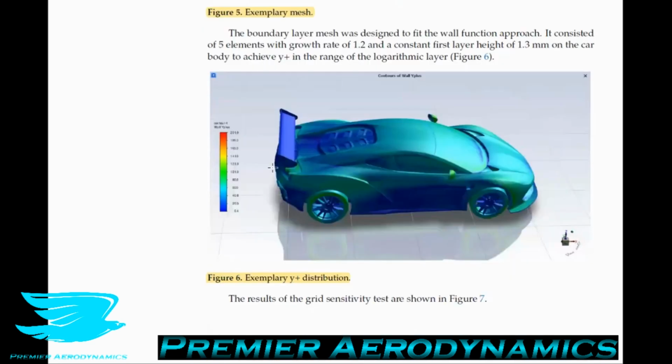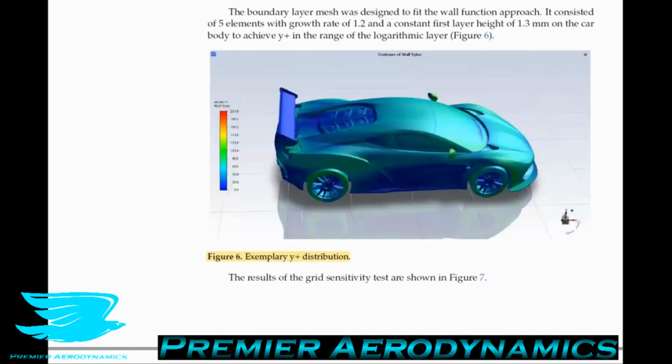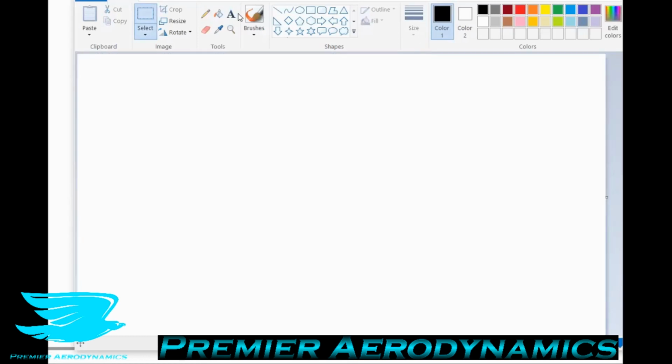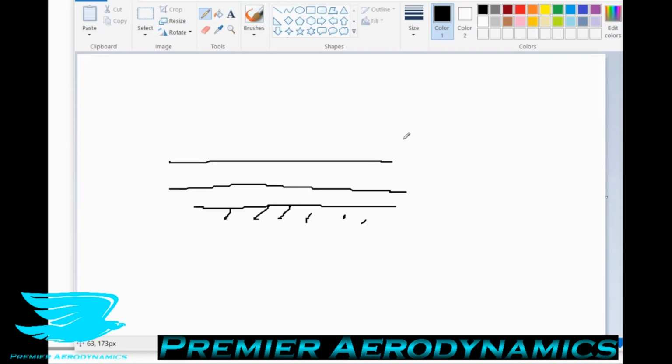Now in figure 6, they talk about the boundary layer mesh that was designed to fit the wall function approach. What does this mean? Let me get rid of all these drawings and do some new drawings. If we have a wall, for example, let's say the ground, and we have our mesh coming in, let's say it looks like this. Again, not a great drawing, but bear with me.